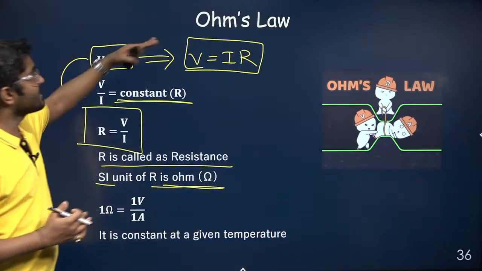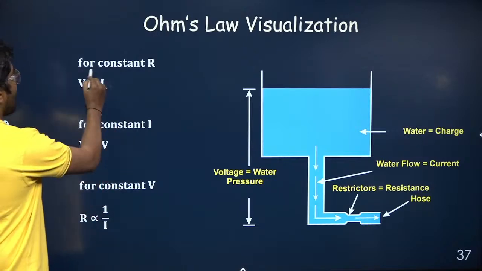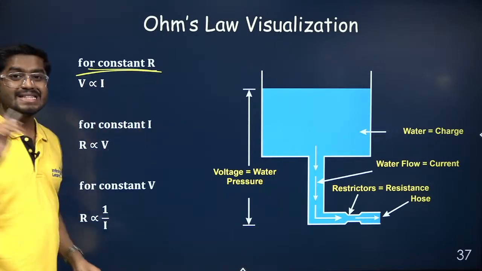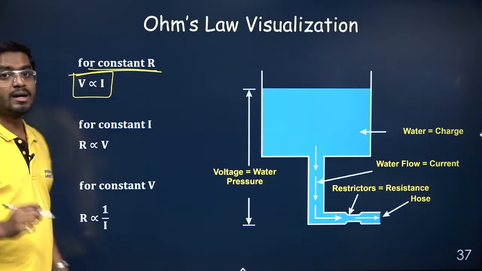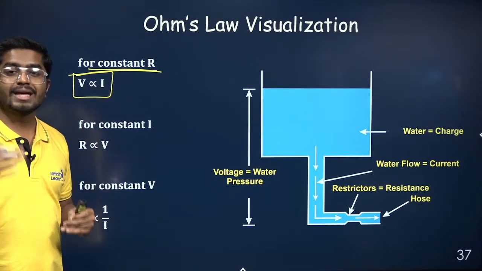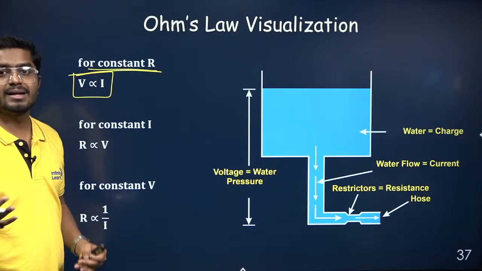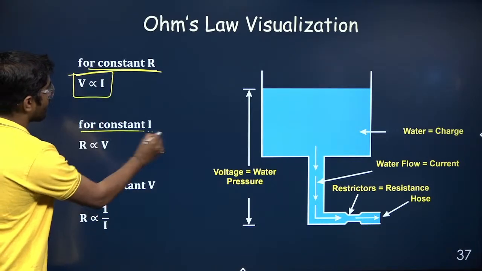So now let's understand this Ohm's law in much more detail. So if R is constant, resistance is constant, that means voltage is directly proportional to the current. That is our Ohm's law, correct? So now you can get a lot of other intuitions from this equation, if, let's say, current is constant.